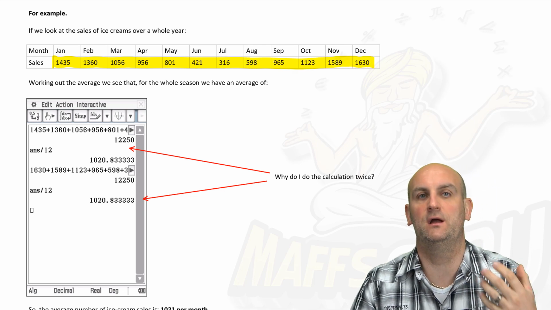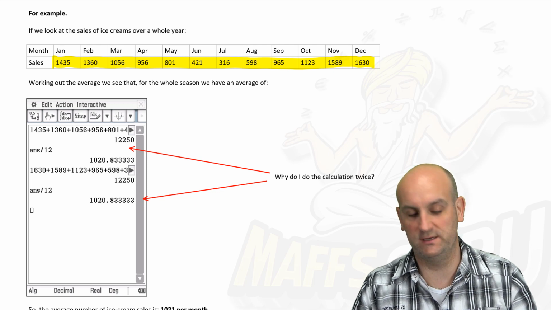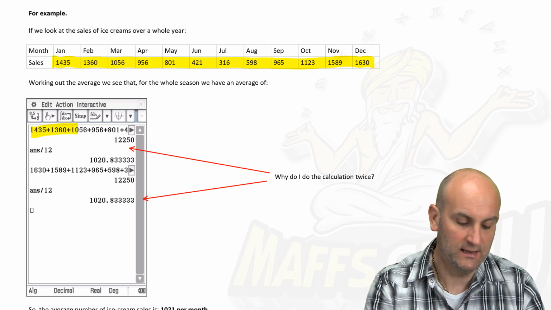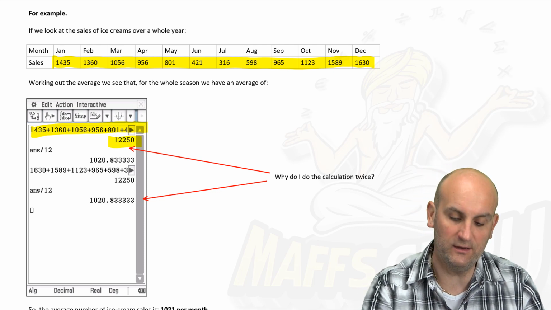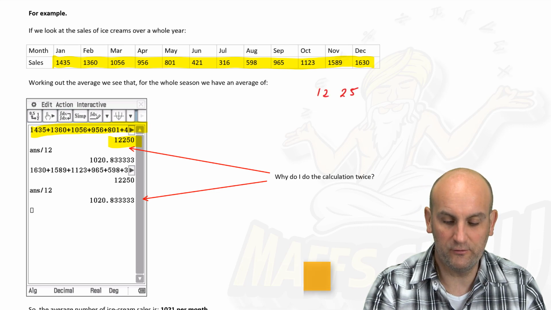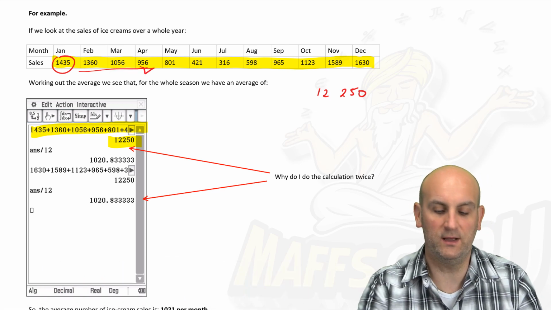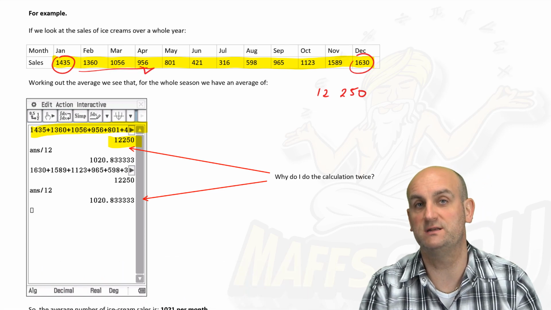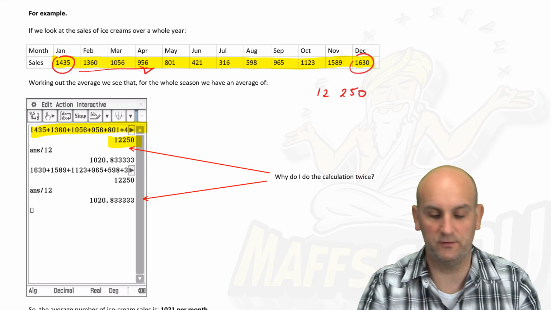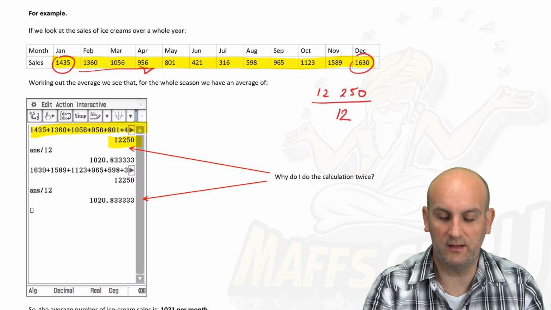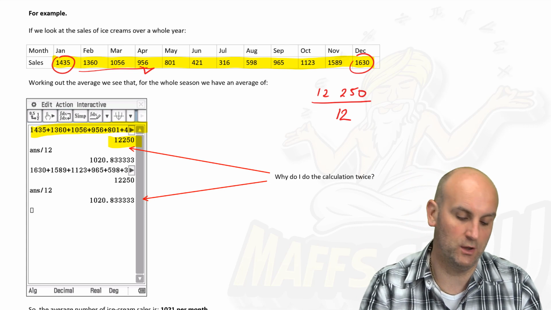Now, to keep the video shorter than it would otherwise be, I'm going to do a lot of the calculator work using screenshots. As you can see here, I've added all of the data together to give me 12,250. I added the data starting with 1,435 and working that way to my last data item, 1,630. You can't see that on my calculator because it goes off. Then, having worked out the total of all of those, I divide it by how many data items there were, i.e. 12, and out comes the value of 1020.83.